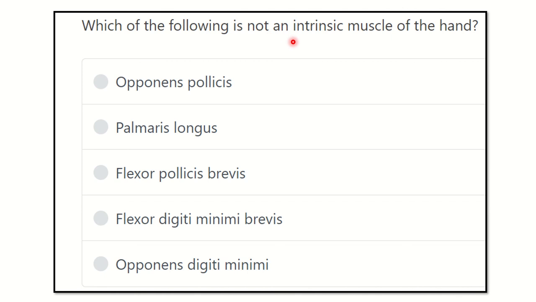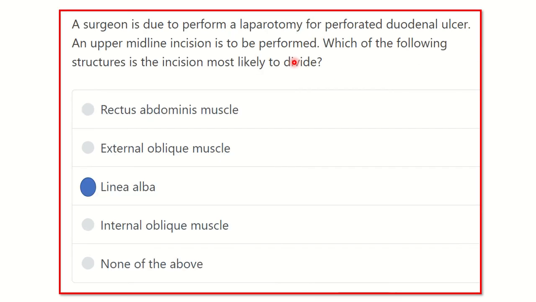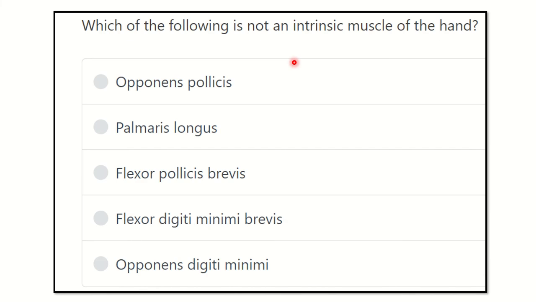which of the following is not an intrinsic muscle of the hand? So we have to find out the intrinsic muscles of the hand, and in these options there is a muscle which is not an intrinsic muscle of the hand. The options are opponens pollicis, palmaris longus, flexor pollicis longus, flexor digiti minimi brevis, opponens digiti minimi.